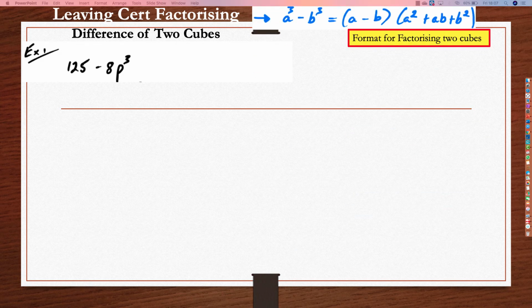So, that is your formula. So we're going to knock that down nice and hard, and maybe put a red circle around it. That is the difference of 2 cubes formula. A cubed minus B cubed is A minus B times A squared plus AB plus B squared.